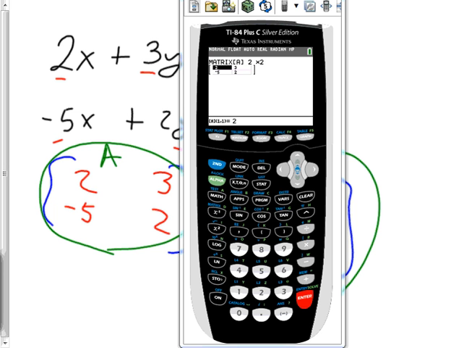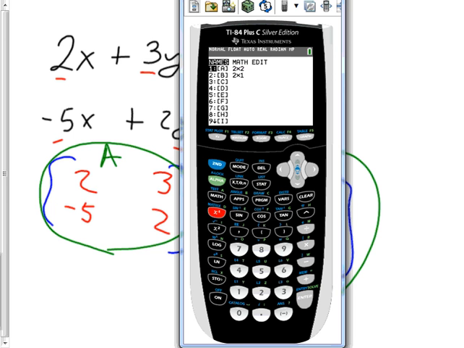Okay, so I got my first matrix in here. Matrix A is 2, 3, -5, and 2. And now I'm going to go edit matrix B. I'm going back to matrix. It feels weird to reload the matrix screen, but that's the only way to get to B. Don't forget to edit B.